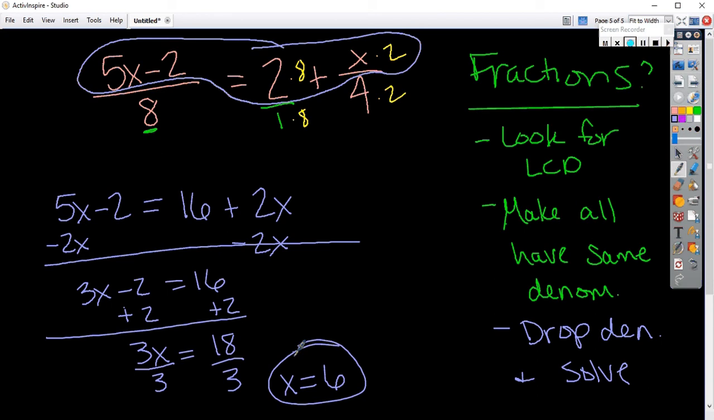Anybody struggle with solving linear equations? That's a little bit tougher than the other, right? Because we got to force that denominator. Can everyone find a least common denominator? Everybody okay with that? Okay. Y'all ready to move on to inequalities then?